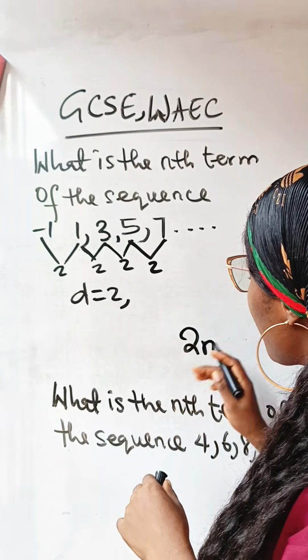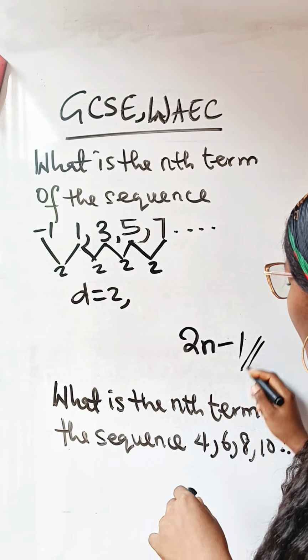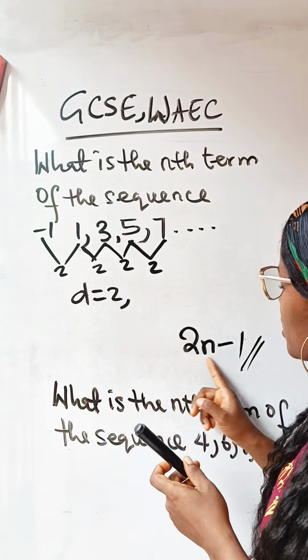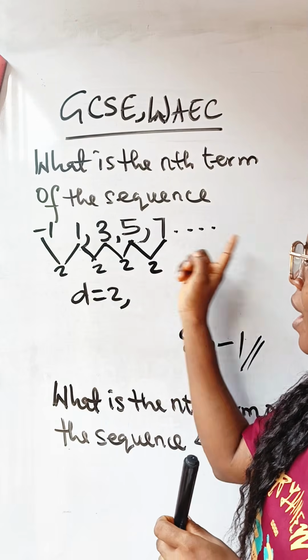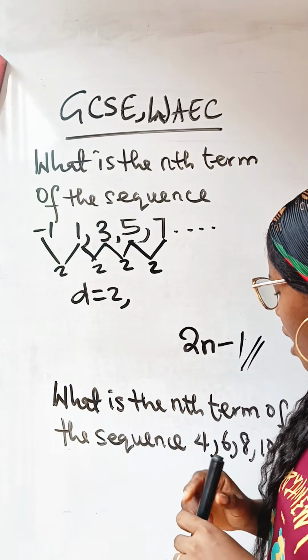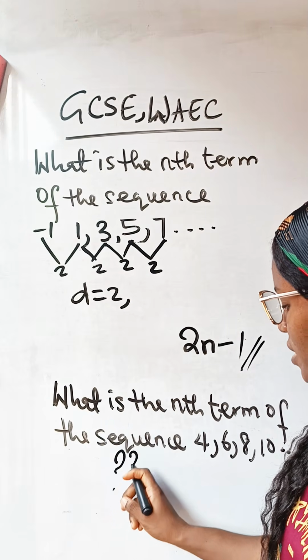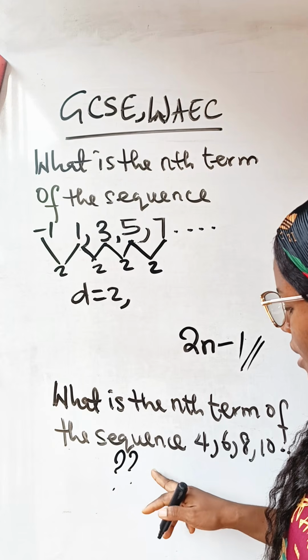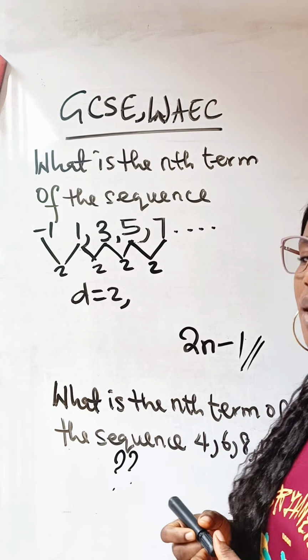So write that minus 1 beside your 2n, and this becomes the formula: 2n minus 1. If you use this formula, you will get any term you are looking for in this particular sequence. All right, so I would like you to use the same method and give us the nth term of this sequence, 4, 6, 8, and 10.